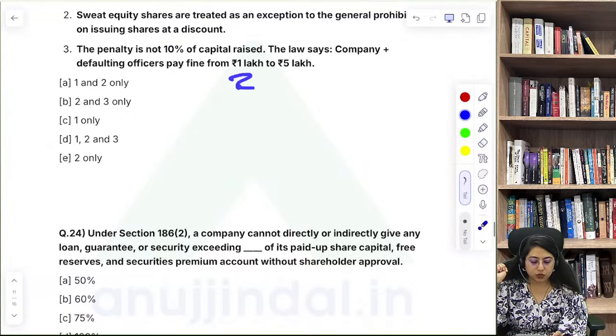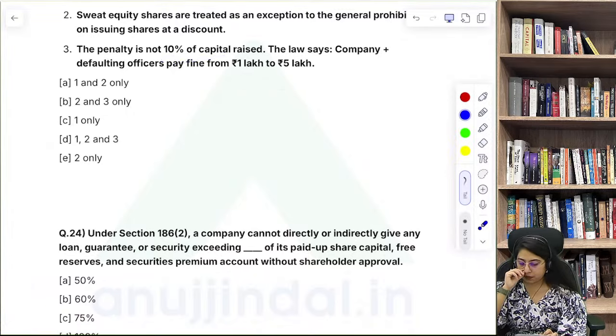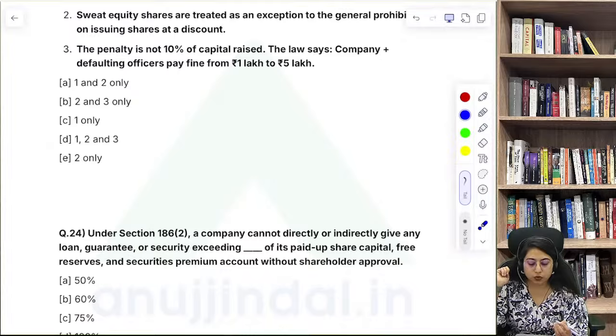So 1 lakh is also not there, right? The penalty is not 10% of capital raised, but it is also indicating that it is not 10% of capital raised, meaning it would be some other percentage. This is wrong. This is also wrong. It is the capital raised or 5 lakh. Up to 5 lakh. Okay.